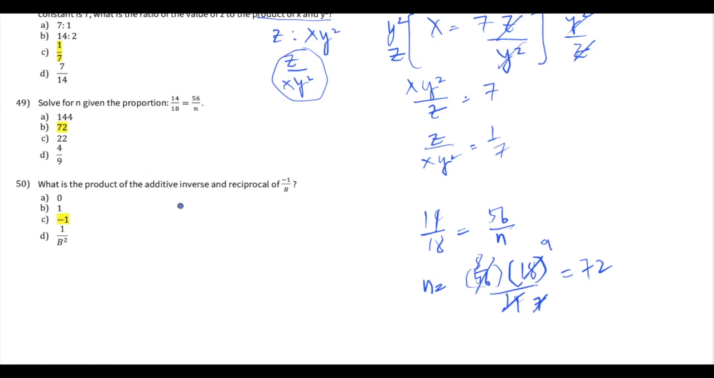Number 50, what is the product of the additive inverse and reciprocal of negative 1 over b? What is the additive inverse of this? That's equal to 1 over b. Times, what is the reciprocal of this one? Negative b. Cancel yung b, may iwan tayo with 1 times negative 1, or simply negative 1.